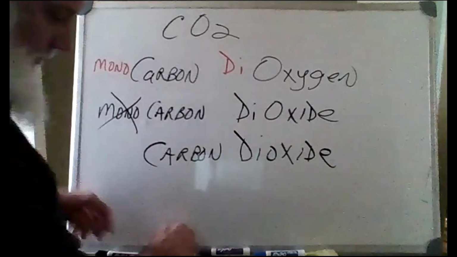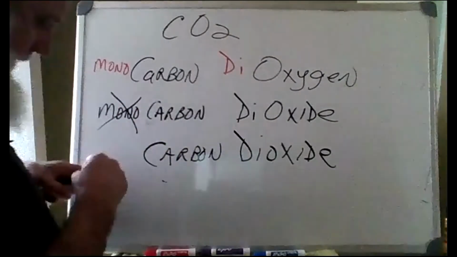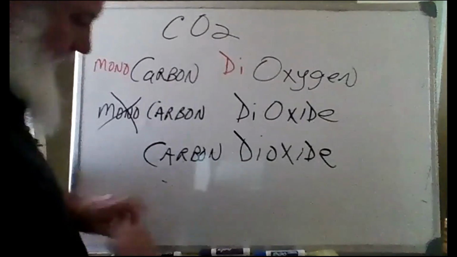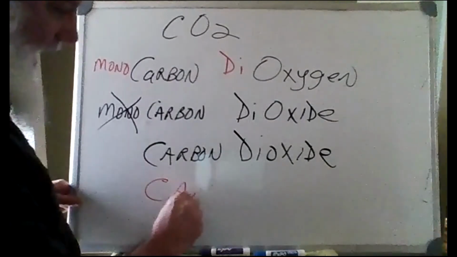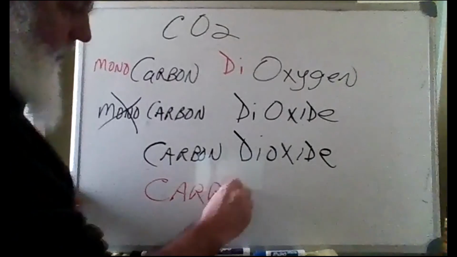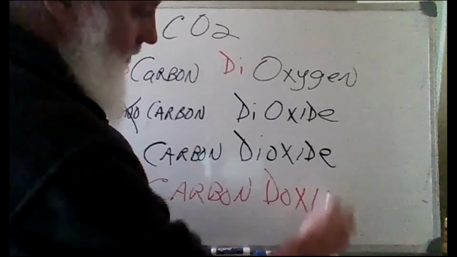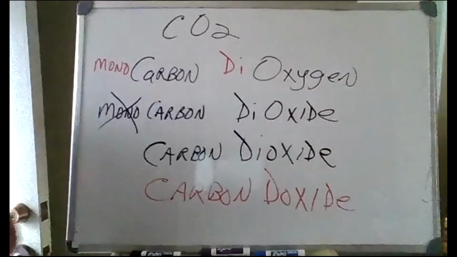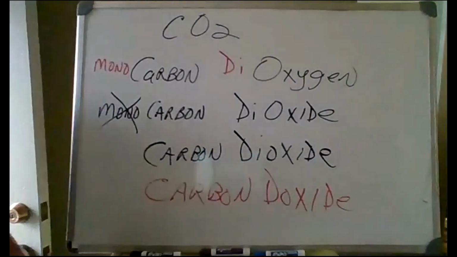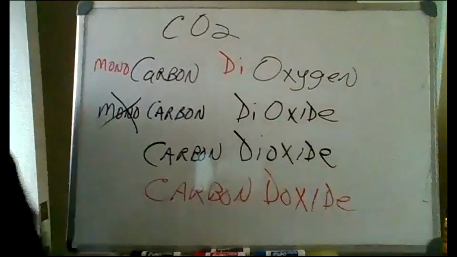So that would be, I'm going to write it in a different color. Let's write it in red. So if I was to drop that I off of the di, this would be carbon dioxide. Carbon dioxide, which sounds kind of silly, right? That sounds kind of silly.